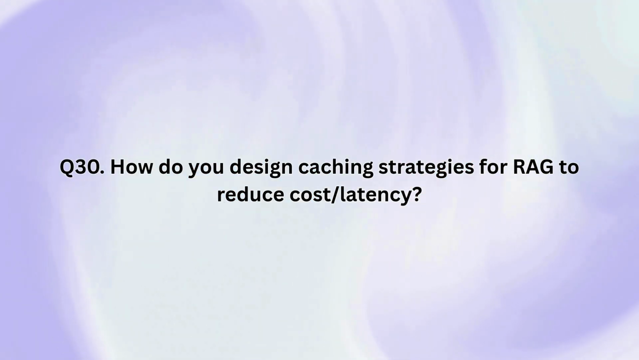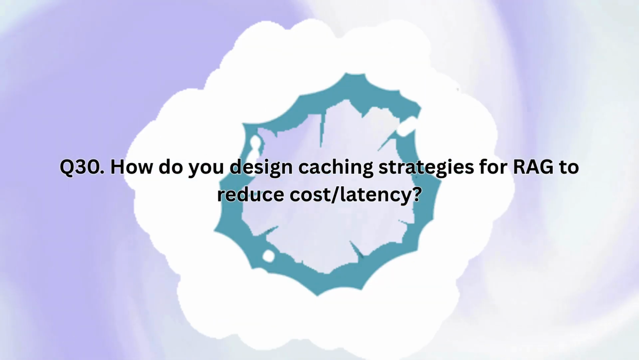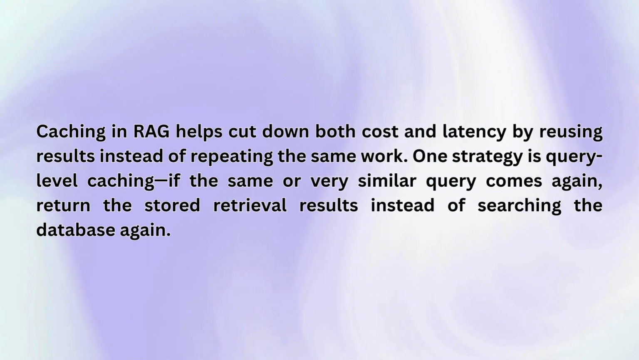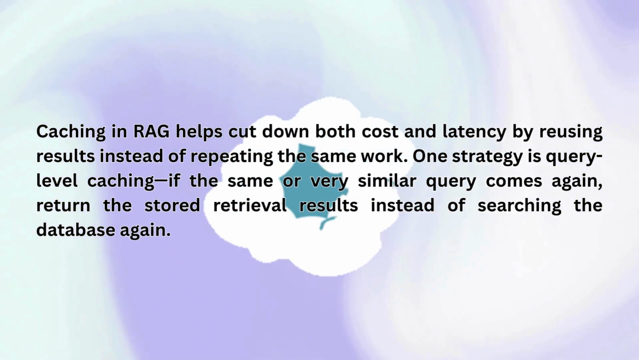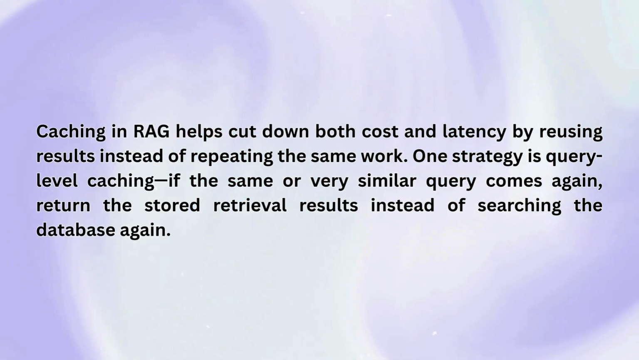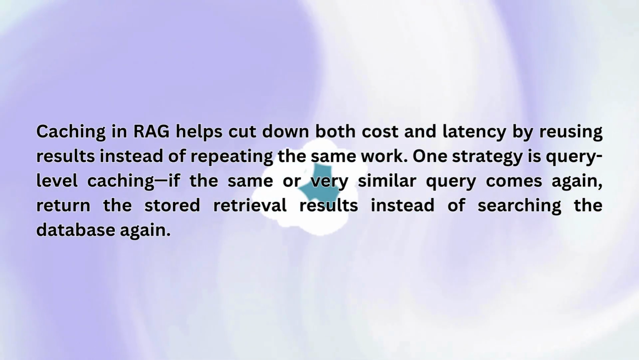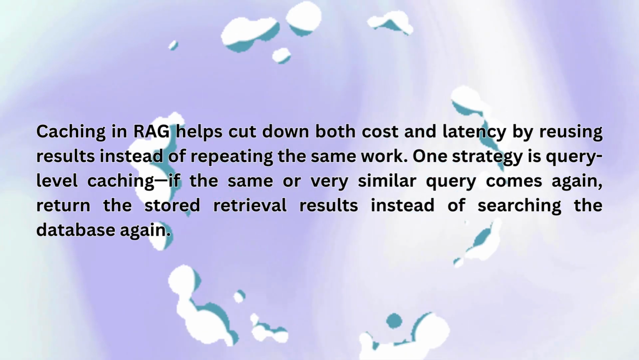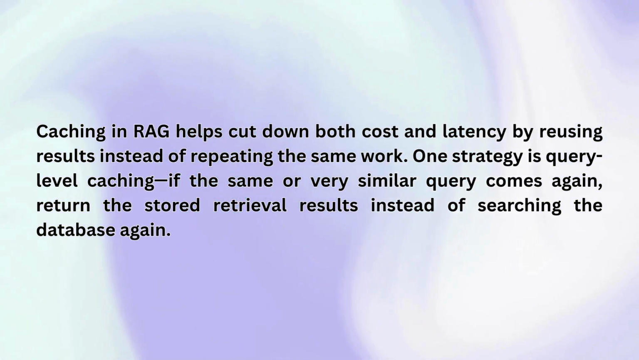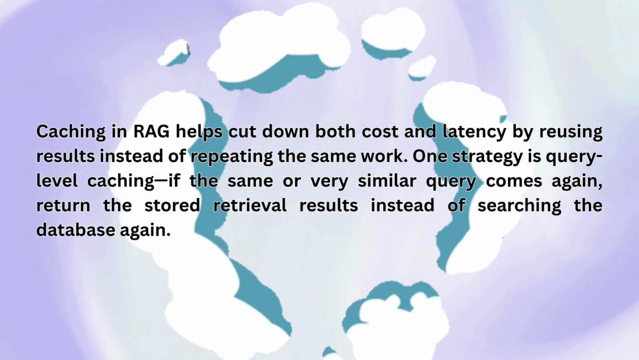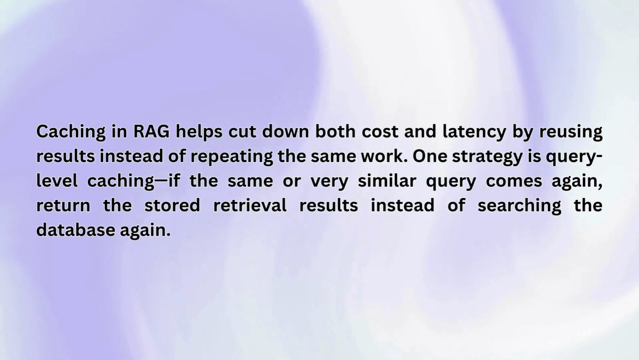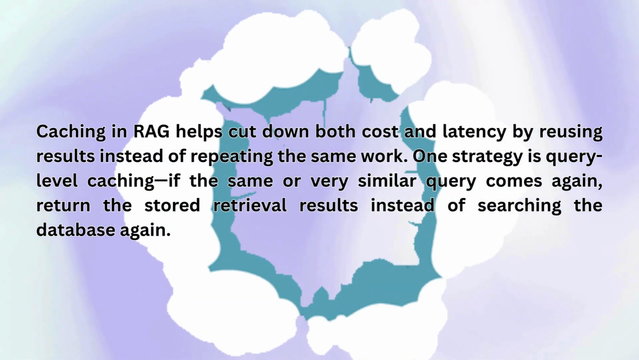How do you design caching strategies for RAG to reduce cost and latency? Caching in RAG helps cut down both cost and latency by reusing results instead of repeating the same work. One strategy is query-level caching. If the same or very similar query comes again, return the stored retrieval results instead of searching the database again.